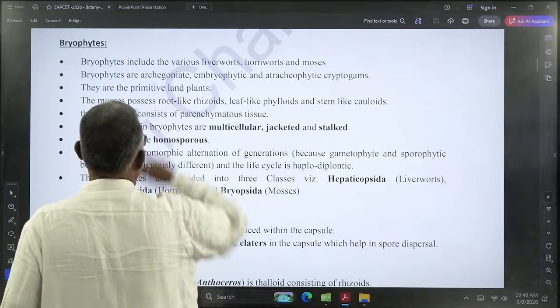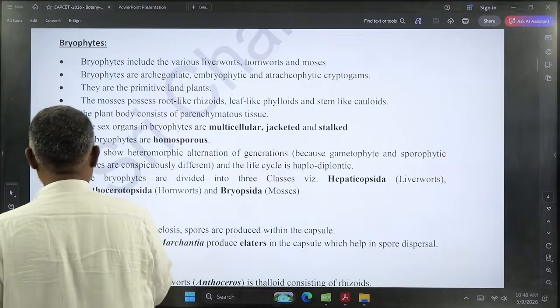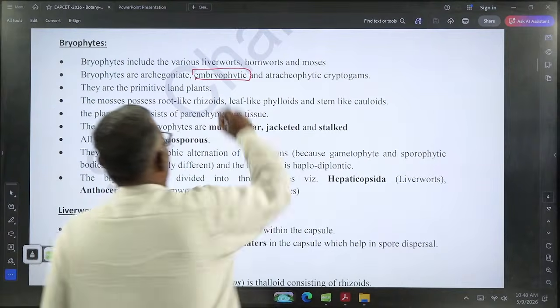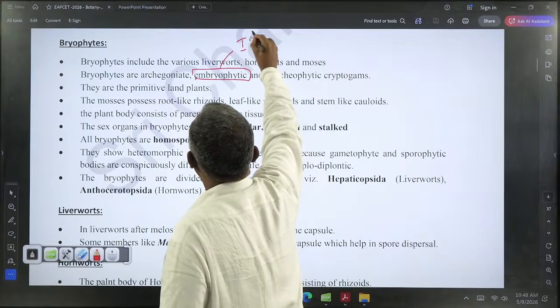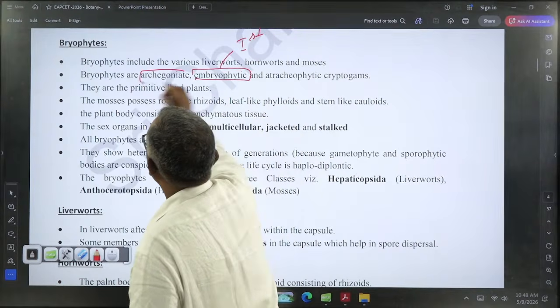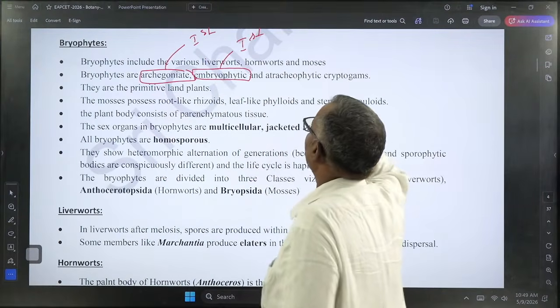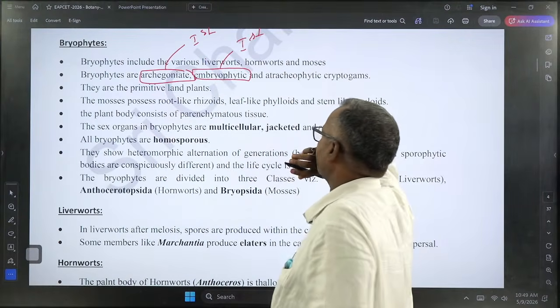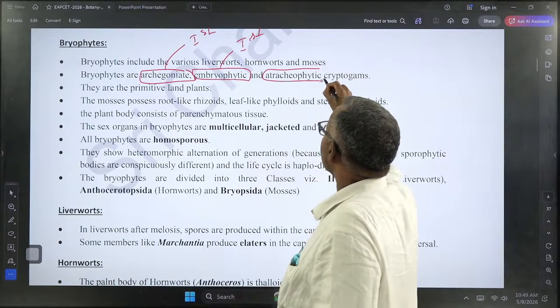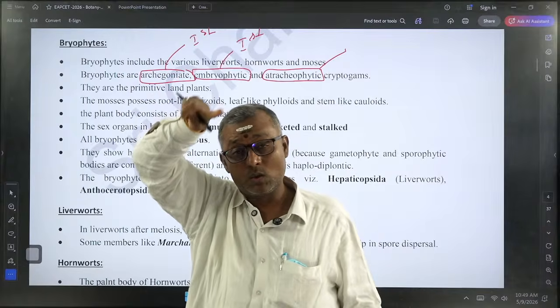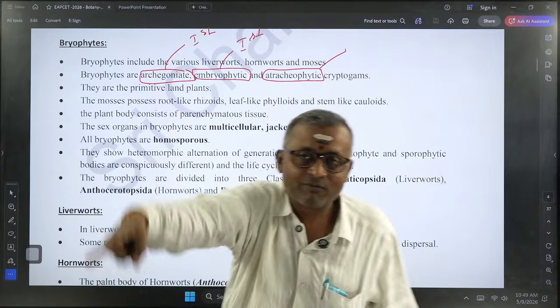Now they are also embryophytic. Bryophytes are the first embryophytes, first archegoniates, and last atracheophytes. They lost atracheophytism in the dominant phase.